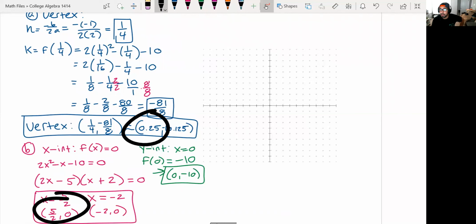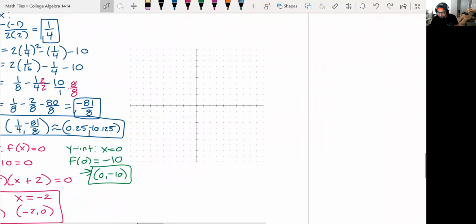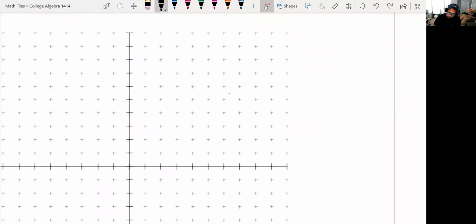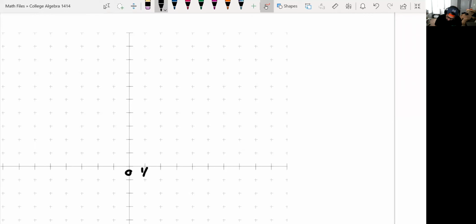So maybe we can go by quarters. Let's see. Then I have negative 2 on the other side too. So I can say 0, quarter, half, 3/4, and 1. And then that'd be 1/4, half, 3/4, 2. And then here would be 2.5.